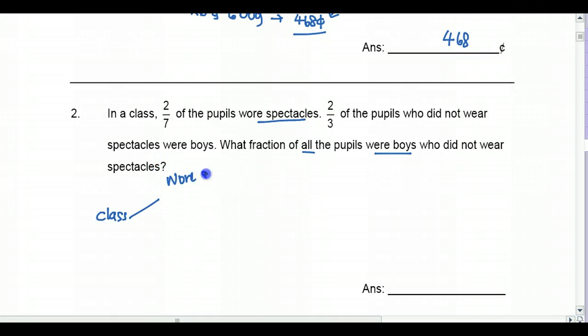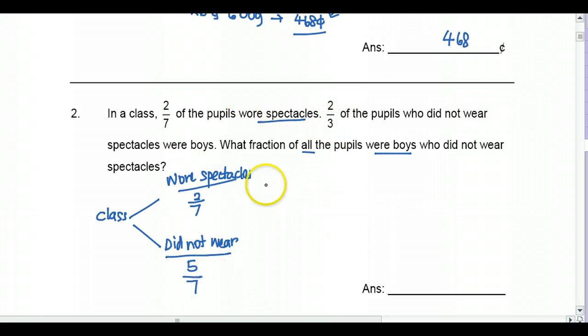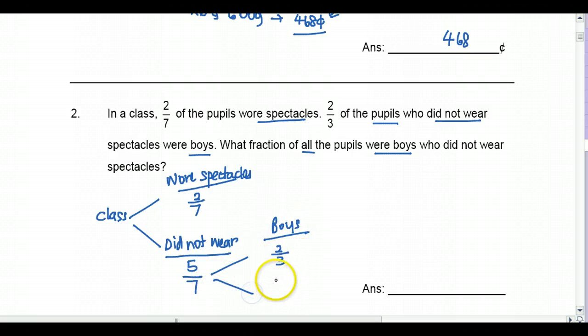So in a class of pupils, those who wore spectacles is 2/7. Those who did not wear is 5/7. And out of those who did not wear, we know that 2/3 of the pupils who did not wear spectacles were boys. So out of this, boys is 2/3. And so my girls will be 1/3.